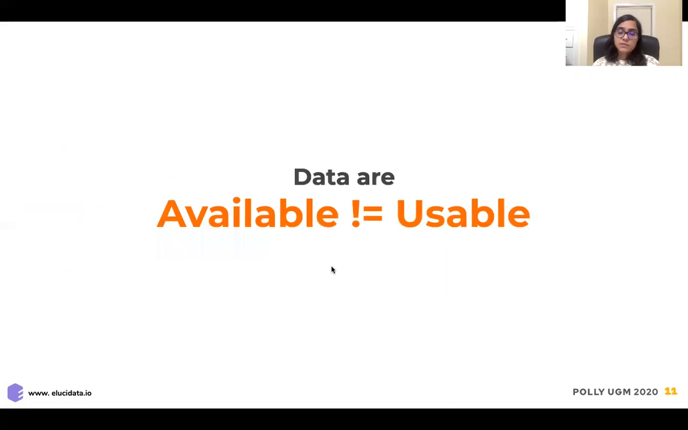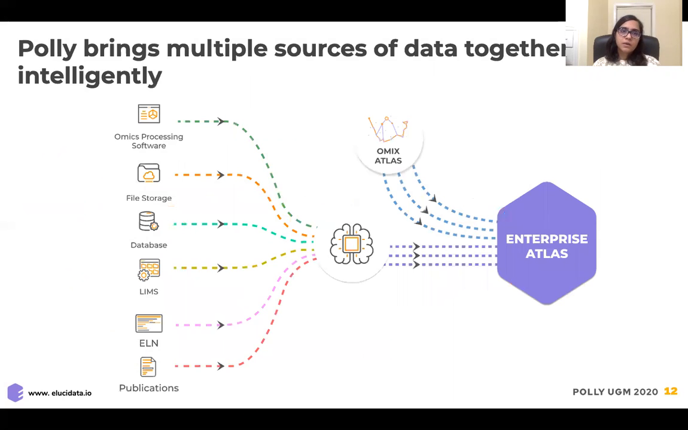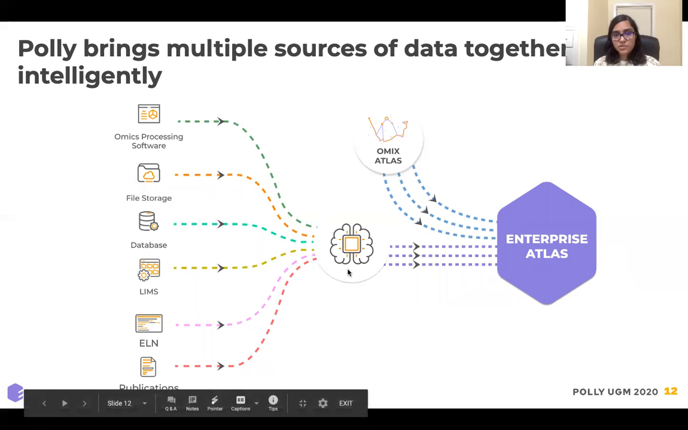So what Poly does is solve this problem of availability not being equal to usability. On Poly, we are bringing data from multiple different sources together, and we're doing it in a very intelligent way. I'll explain later on what that means. We are bringing in data from different omics processing softwares, from different file storage systems, from databases, whether they are public or your proprietary databases, from LIMS systems, from electronic notebooks, as well as from publications.